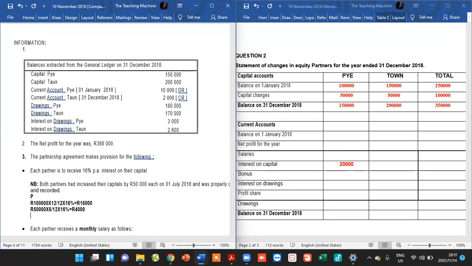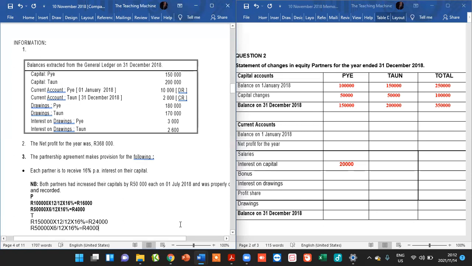Oh, is it Daun? Okay, I think I spelled it wrong here. It should be T-A. And then for partner T, it should be 150,000. This is the amount that existed for the full period. Multiply by 12, divide by 12, multiply by 16%. 150,000 times 12 divided by 12 times 16% is equal to 24,000 rands. The 50,000 is also 6 months old. Multiply by 6, divide by 12, multiply by 16%.